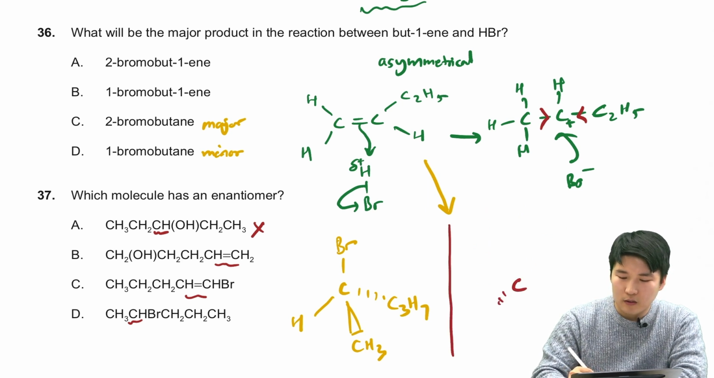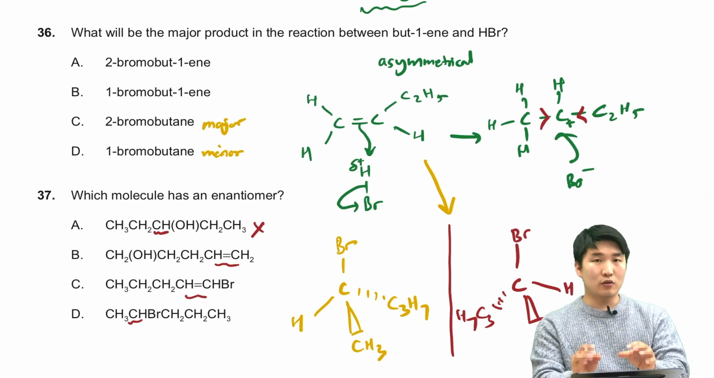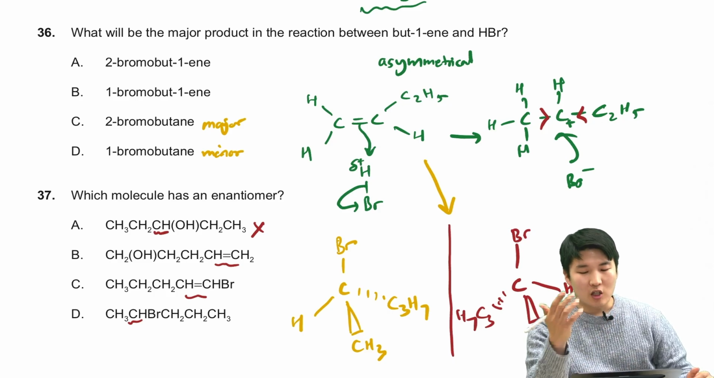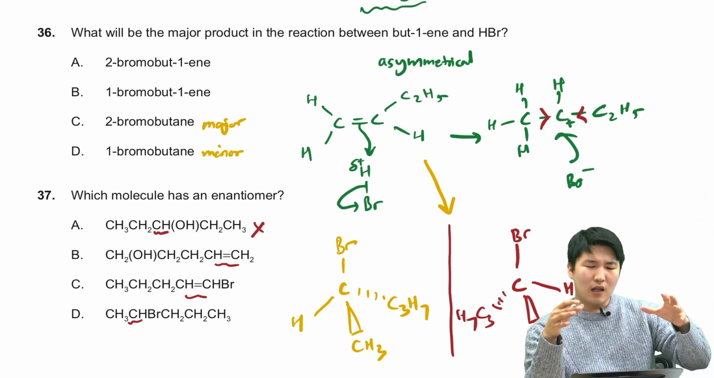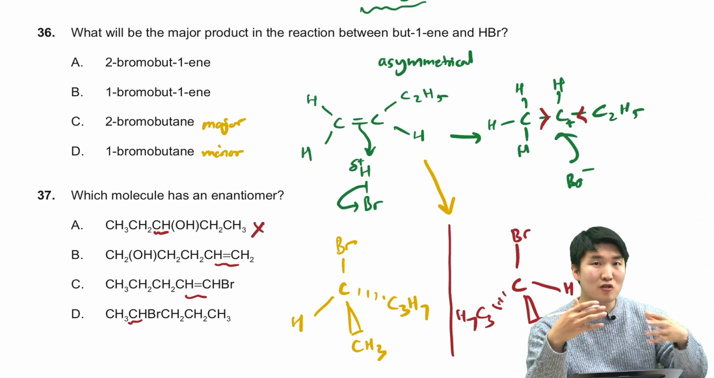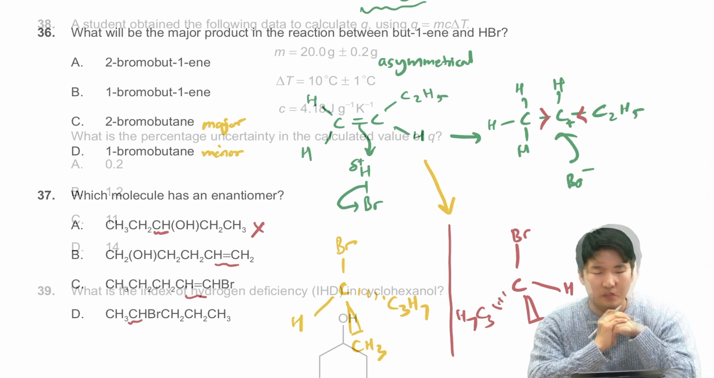C, CH3, H, Br. These 2 mirror images are enantiomers, what we call enantiomers, because they have the same structural formula, but they have different spatial arrangements of the 4 different groups around the carbon. They are not superimposable.